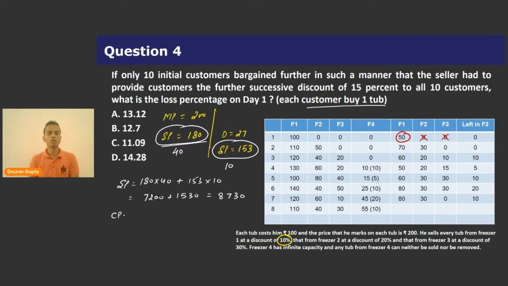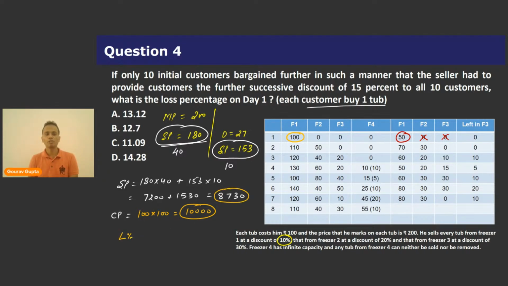Now let's talk about the cost price. What was the number of fresh tubs that were kept in freezer 1 on day number 1? It was 100. So the cost price will be 100 new tubs. Cost of every tub is 100. So 10,000 is the cost price. Now, cost of 10,000 and the sales of 8,730.